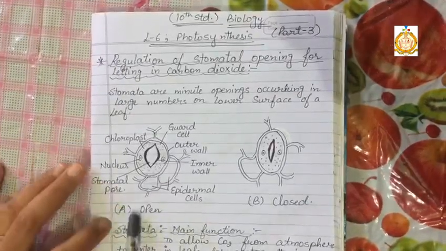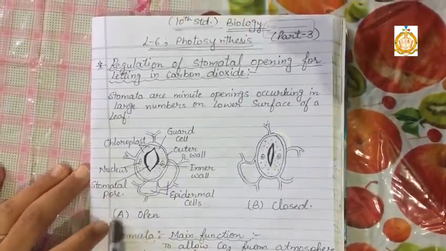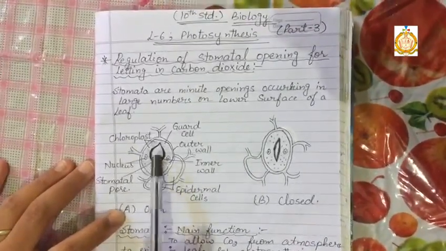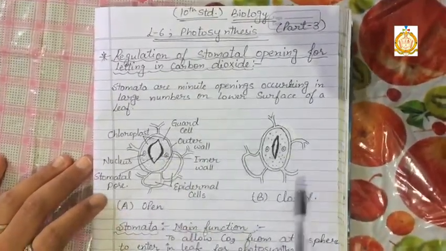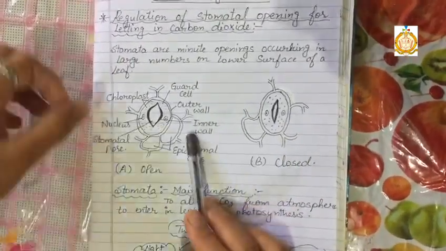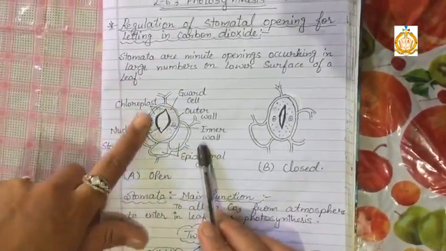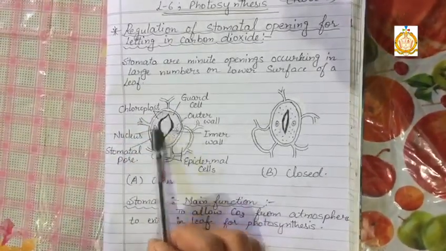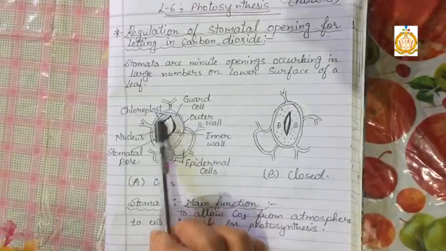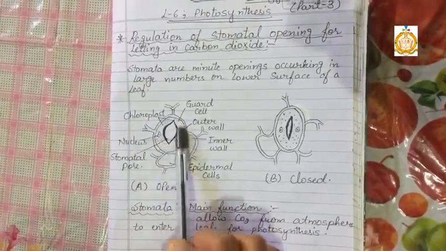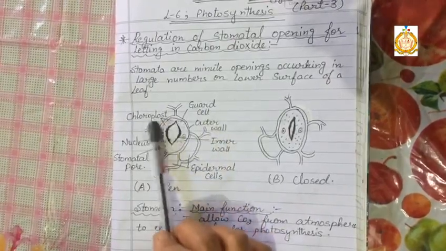First, I will show you two diagrams. You are seeing diagram A and diagram B. In this one the stomata is open, and in this one the stomata are closed. Now this is the structure of a stomata. Around the stomata two guard cells are present, and in these guard cells the nucleus is present, and in the cytoplasm of these guard cells the chloroplast is also present.